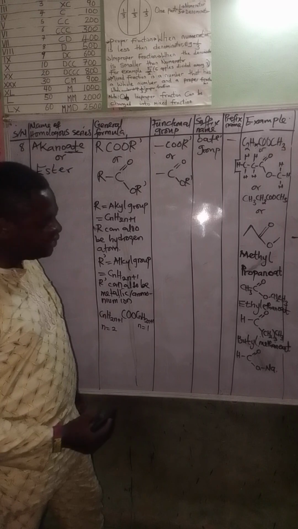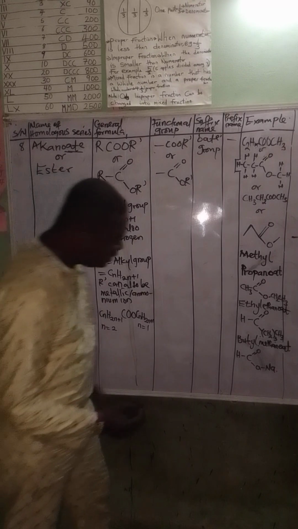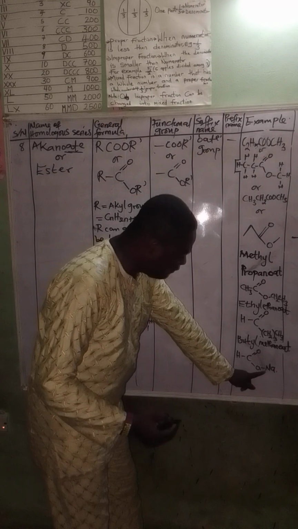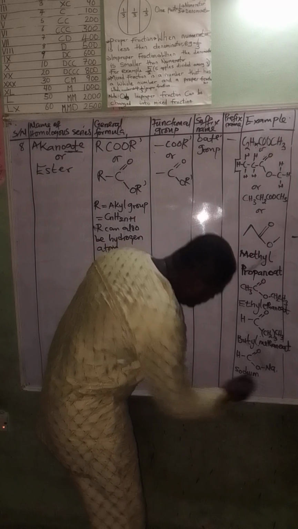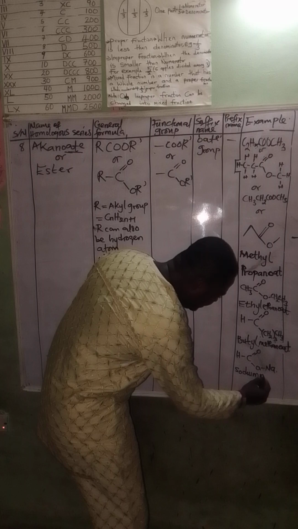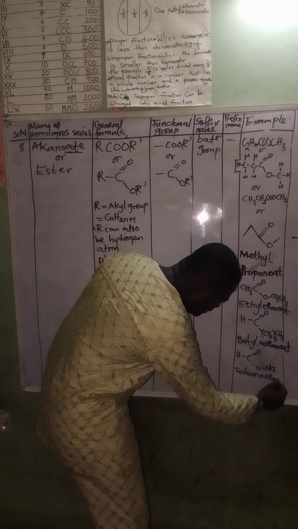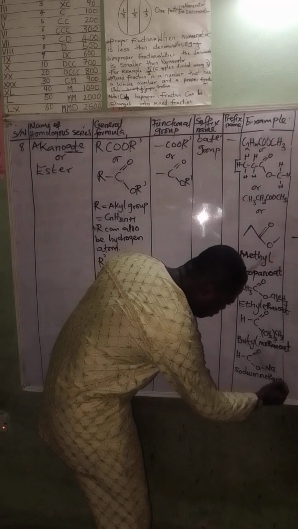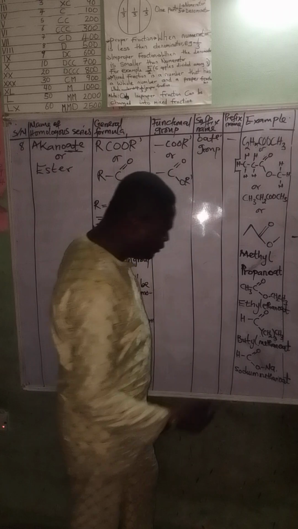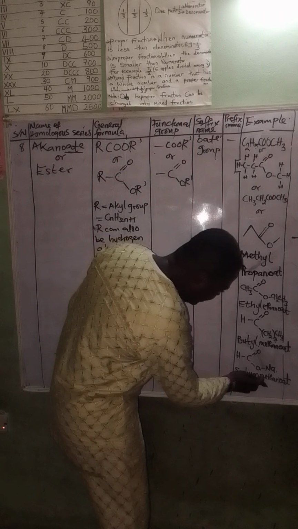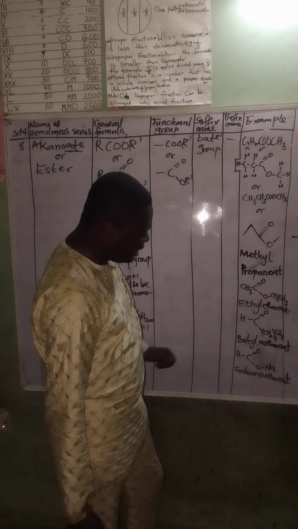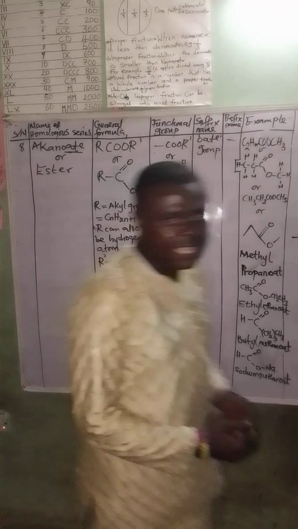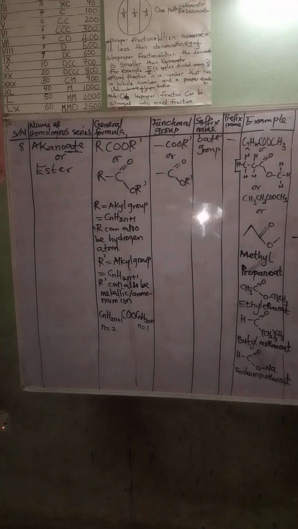You can also have something like this. Now, this one becomes sodium. How many carbon? 1 carbon. Methane. Then replace this one with OH. It becomes sodium methanoate. Sodium methanoate. I said it can be a metal, a metallic ion, and it can also be an ammonium ion.